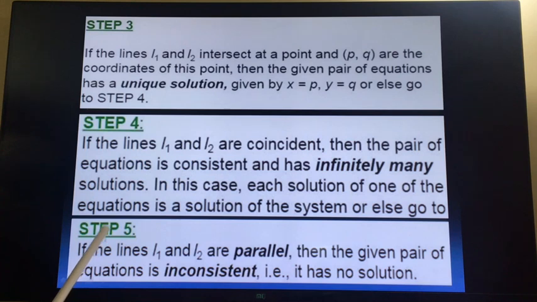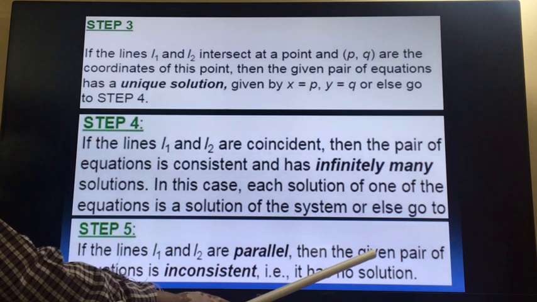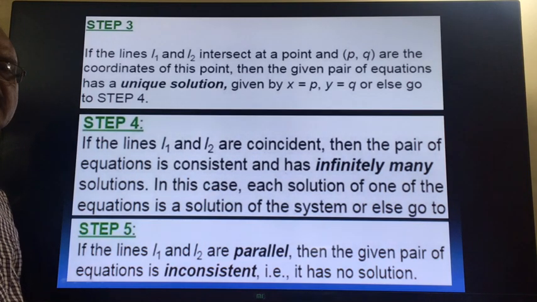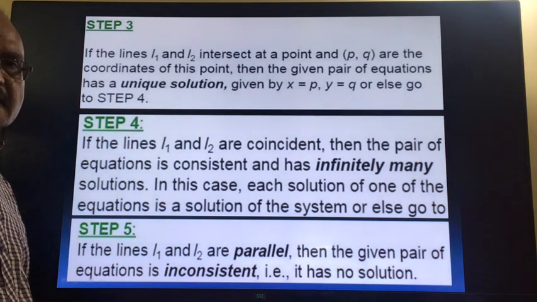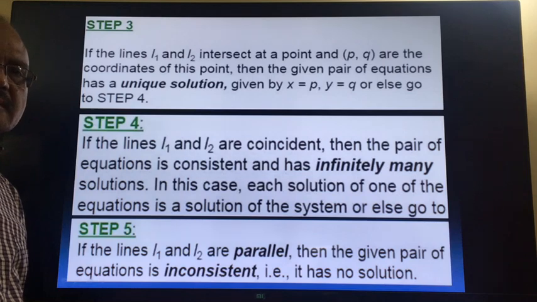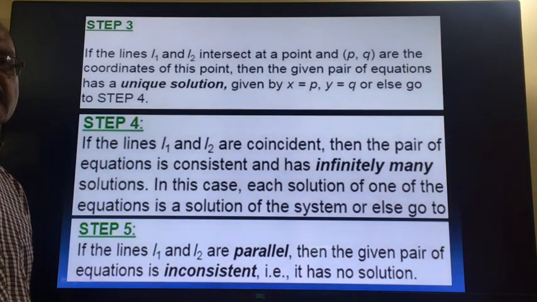Then step number 5: if the lines L1 and L2 are parallel, then the given pair of equations is called inconsistent and it has no solutions. In the previous video I also taught you there are three possibilities. If you plot the graph on the same axis, both the lines can intersect. That is the first possibility. Second possibility, both the lines may be parallel. And third possibility, both the lines will coincide or overlap each other, right?